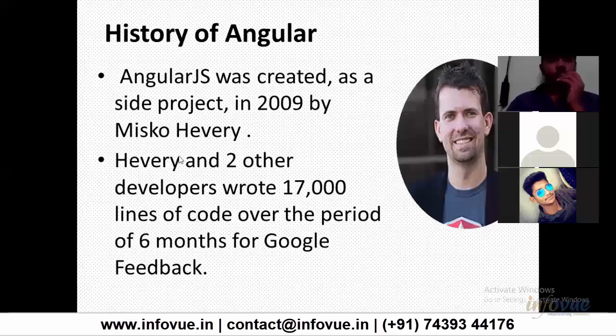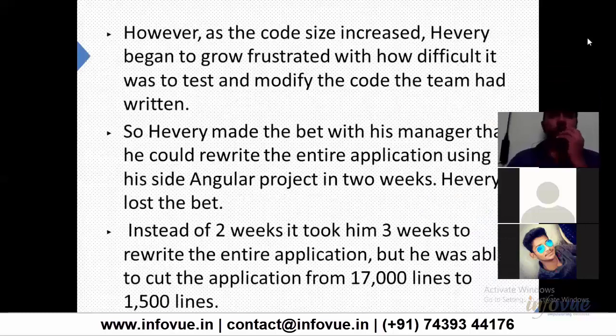AngularJS was created by Misko Hevery. Hevery and two other developers wrote 17,000 lines of code over the period of 6 months for Google Feedback. However, as the code size increased, Hevery began to grow frustrated with how difficult it was to test and modify the code that the team had written.